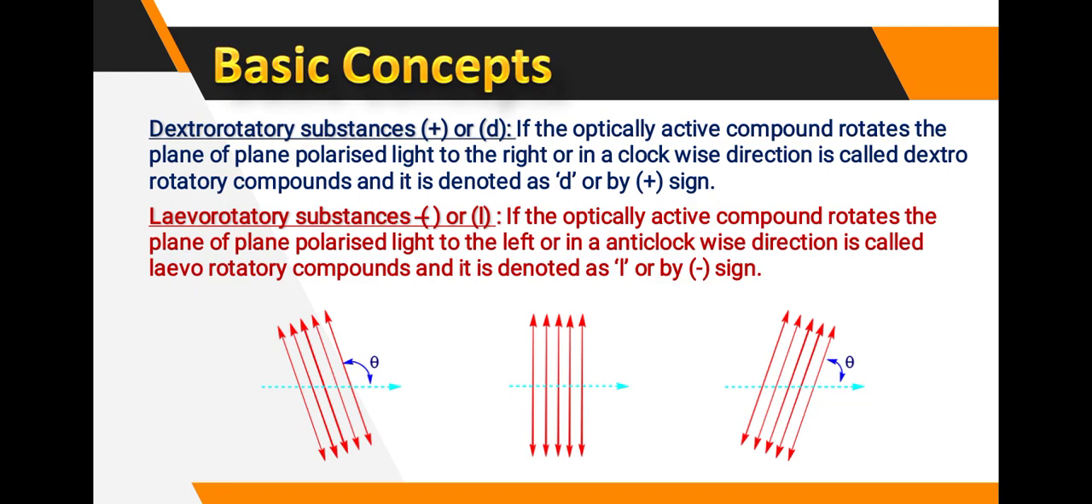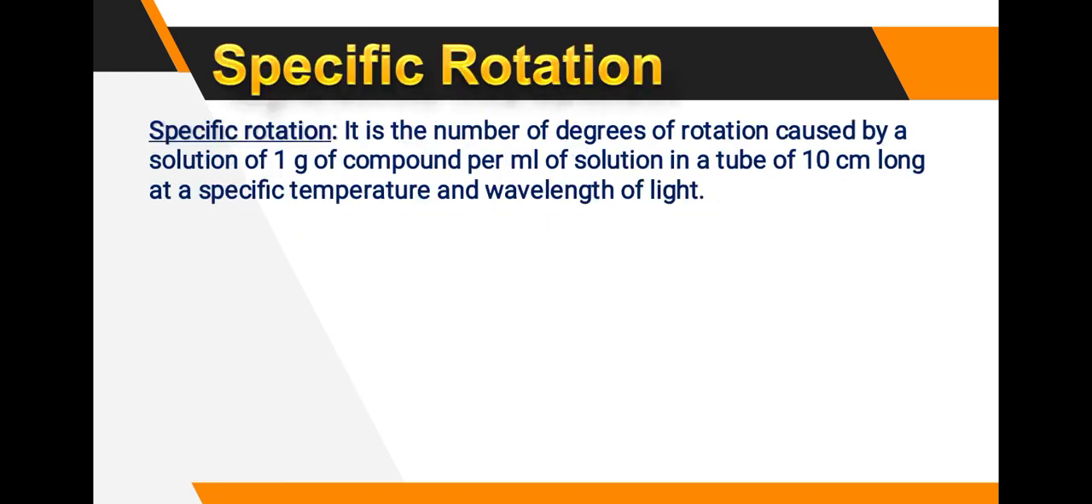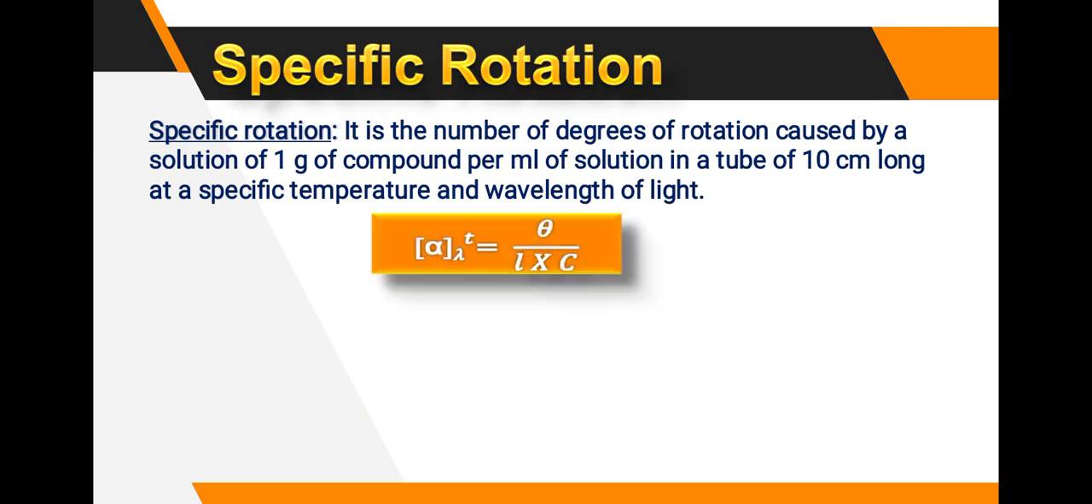If the optically active compound rotates the plane of plane polarized light to the left or in an anti-clockwise direction, it is called a levo substance or levo-rotatory compound. It is denoted by the negative sign. Okay, then see the specific rotation. What does specific rotation mean? It is the number of degrees of rotation caused by a solution of 1 gram of compound per ml of solution in a tube 10 centimeters long at a specific temperature.